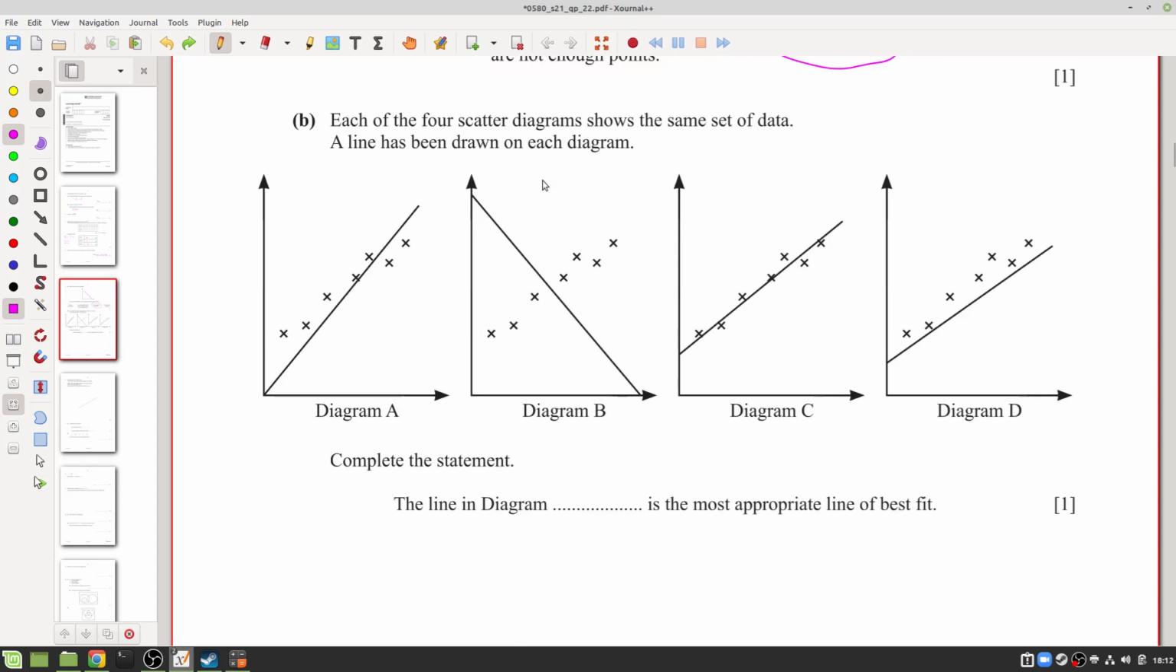A line has been drawn on each diagram. Complete the statement. The line in diagram blank is the most appropriate line of best fit. So the line of best fit is the line that best fits the data in the direction that it goes, with the smallest gap on average between the line and the points. So that'll be this one here, diagram C. Diagram C, it's a nice line of fit, and the smallest average gap between each point and the line.